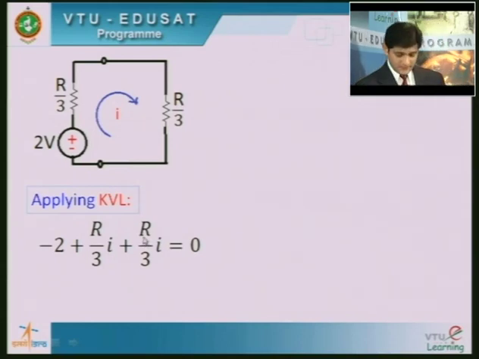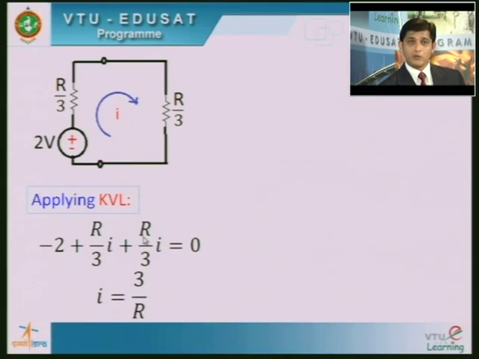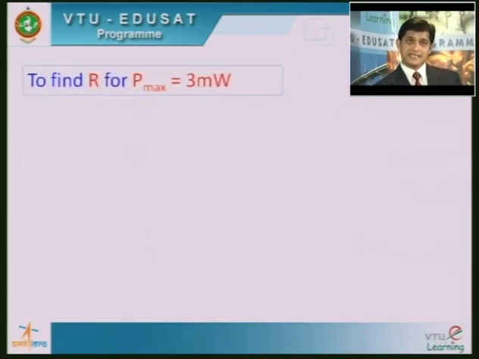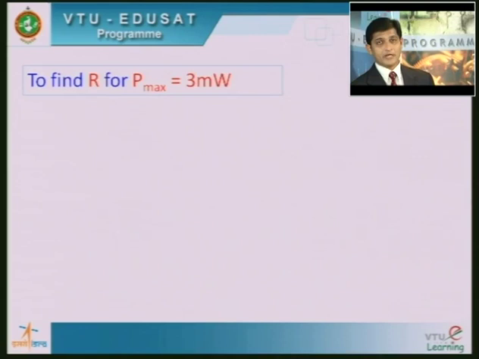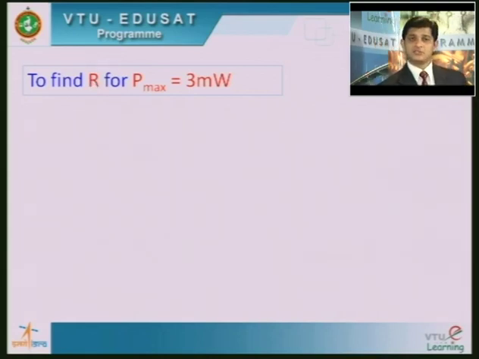Now, after that, we can obtain the value of I in terms of R. So I is 3 by R. Now let's deal with the power. They have already given us the power, 3 milliwatts. So if the maximum power of 3 milliwatts has to be transferred, what should be the R in the circuit given in the question? So let's deal with this problem.